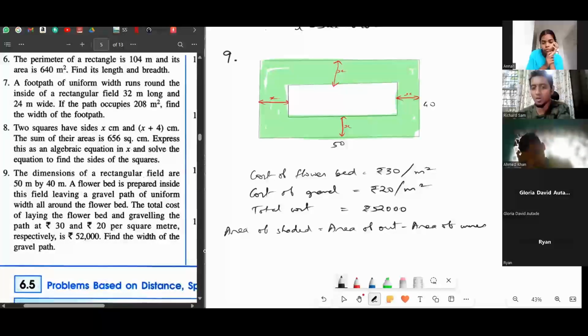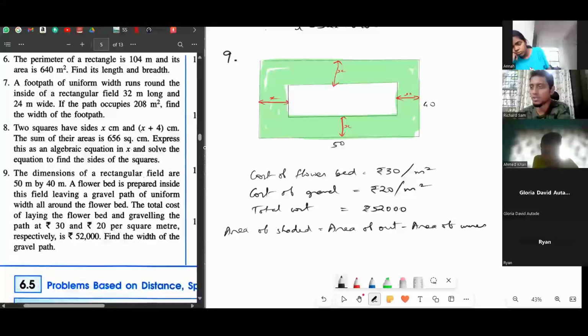Now, area of the outer. What is the area of the outer shape? What shape is this outer shape? 50 into 40. Length and breadth, no? 50 and 40. What is the inner rectangle's length and breadth? What is the length of the inner shape?